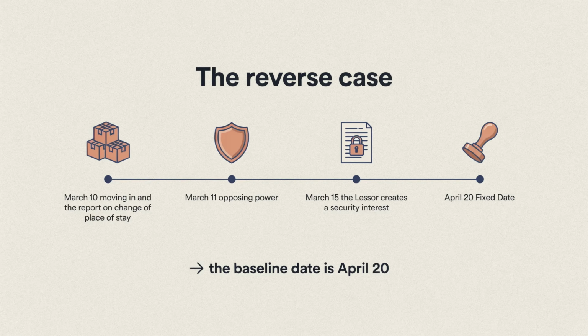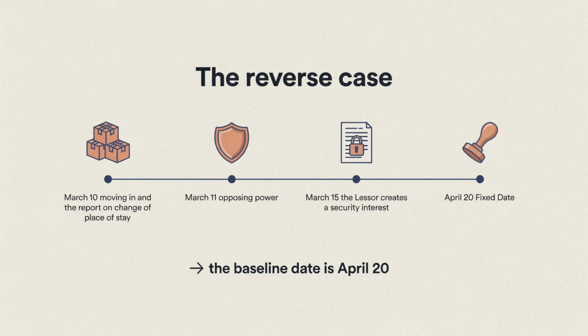Two things go together here. However early the fixed date is obtained, the baseline date never moves ahead of the day opposing power begins. When it is obtained before opposing power begins, the baseline date is the day opposing power begins. When it is obtained after opposing power begins, the baseline date moves to the day the fixed date was granted. The order is pushed back by exactly how late it was obtained. For that reason, obtaining it right after signing the contract can be a safer choice.